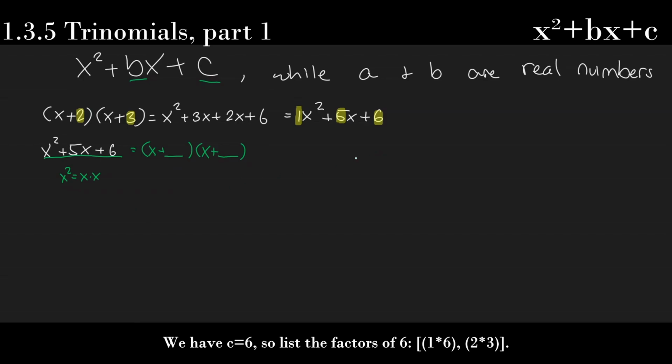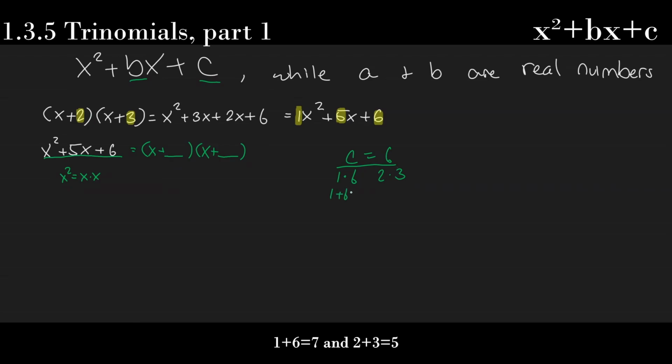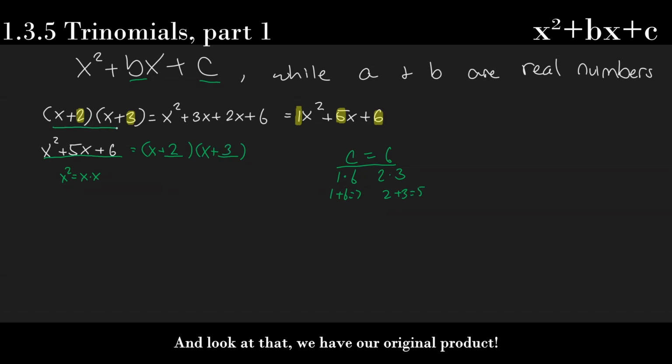We have c equals 6. So list the factors of 6. 1 times 6, 2 times 3. One of these products is our answer, and we are going to find it by figuring out which one of these sums up to positive 5. 1 plus 6 equals 7. 2 plus 3 equals 5. We can see that our second option, 2 and 3, adds up to 5. So let's plug those numbers into our binomial. X plus 2 times x plus 3. And look at that. We have our original product.